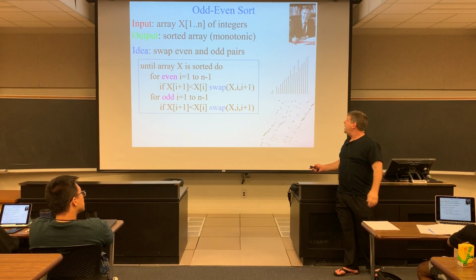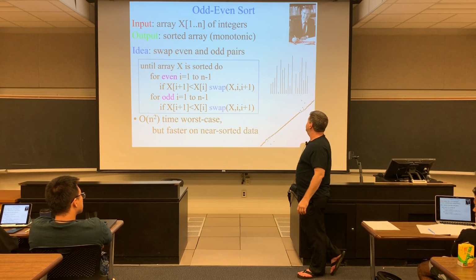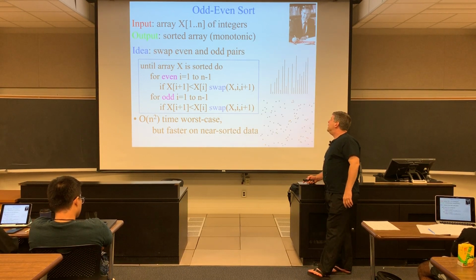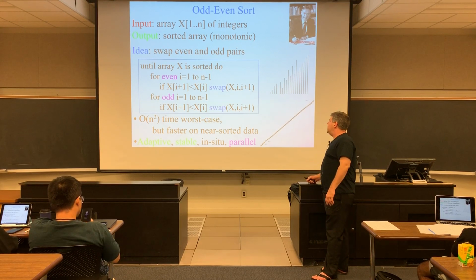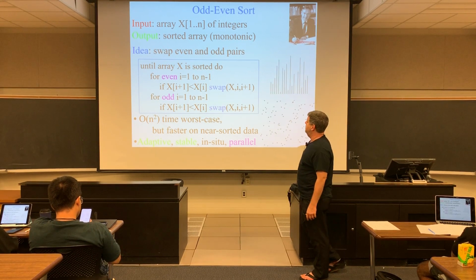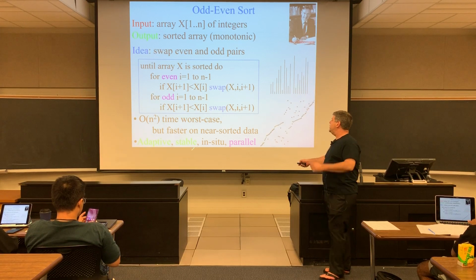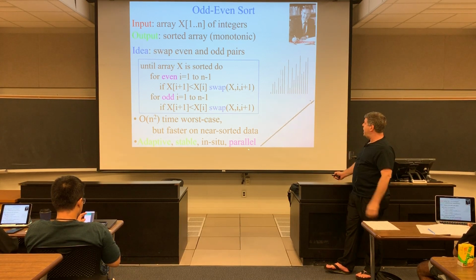Okay, so it's a highly parallelizable version of bubble sort, and it works really well on near sorted data. It works not so well on reverse sorted data. It is adaptive, it is stable, it's in situ, but it is parallel.